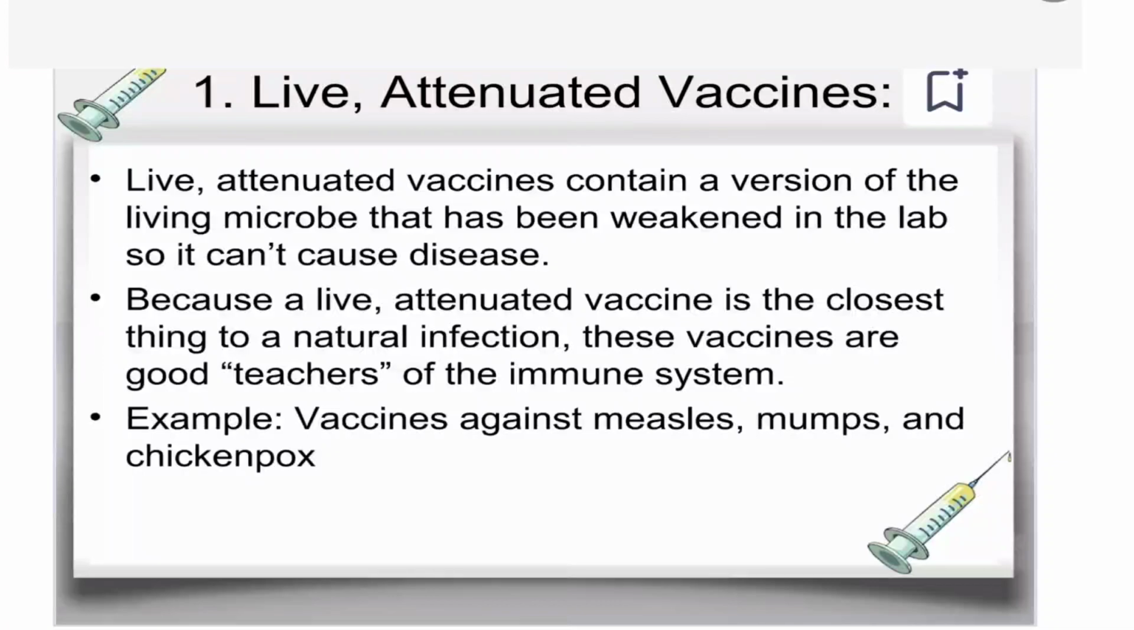Live attenuated vaccines contain a version of the living microorganisms, but in a very weak state or in a very minor dose, which can produce only antibodies but not infection. But even this live attenuated vaccine, you should not give to patients with HIV, patients on chemotherapy, and patients who are on immunosuppressants. For them, you should not give. Examples of live attenuated vaccines are measles, mumps, chickenpox, then BCG vaccine, oral polio vaccine. These are all live attenuated vaccines.